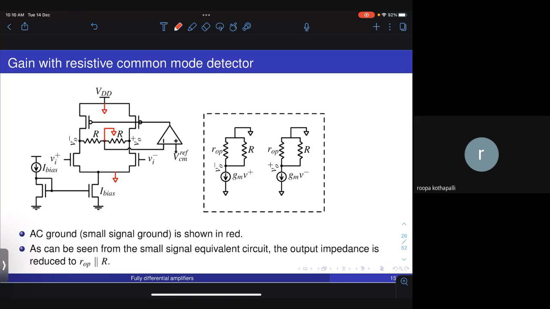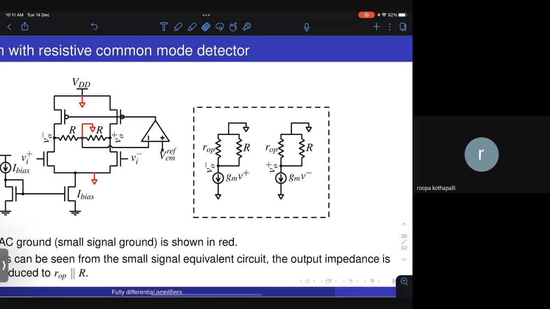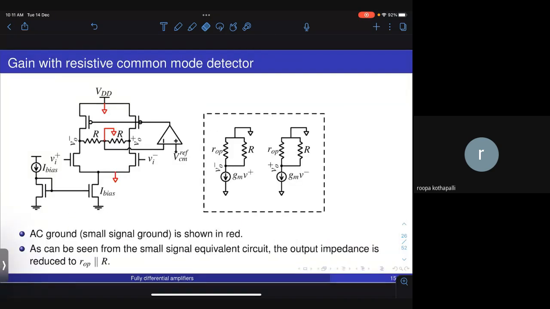What I have shown in red is the AC ground. So for small signals, this node and this node are all at AC ground. If you look at the small signal equivalent, the gain of this is basically GM into the output impedance seen at the two output nodes. In this case, what will be the output impedance? Because this midpoint is at AC ground, it will be the R that you put to detect the common mode in parallel with the output impedance of the current source. In fact, it should be ROP parallel to R1.